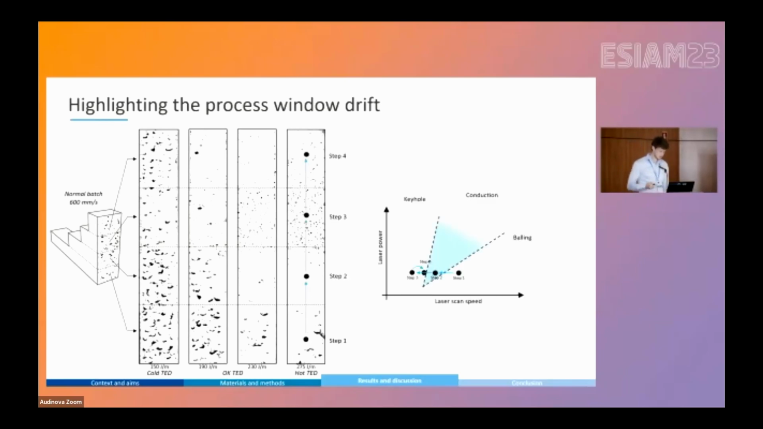And as I said at the beginning, the idea behind that is that we have a huge drifting of the process window, or the other way around. It's like the process parameters are moving across the process window. And then we can say that at the bottom, the conditions during the printing were cold, then a bit hot, then too hot, then the conditions cooled down a bit and we lose some porosities. This is what we wanted to highlight.